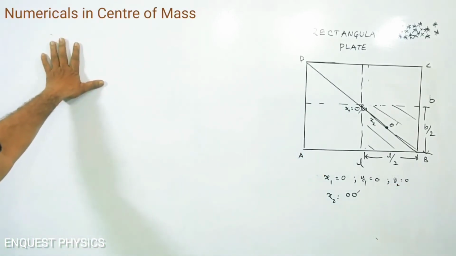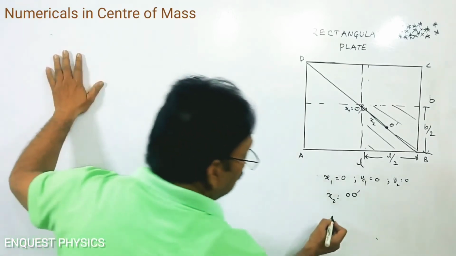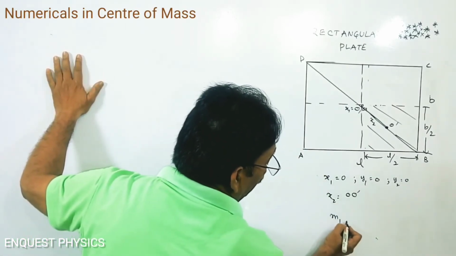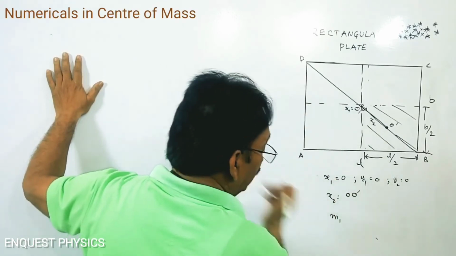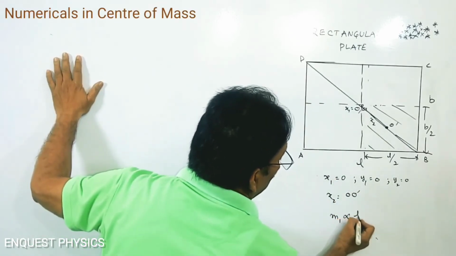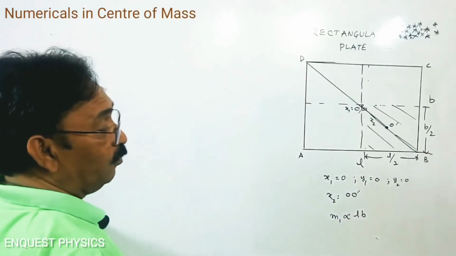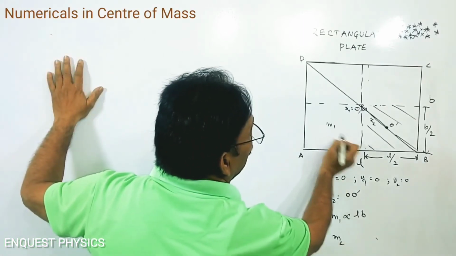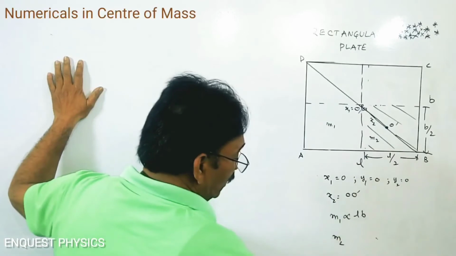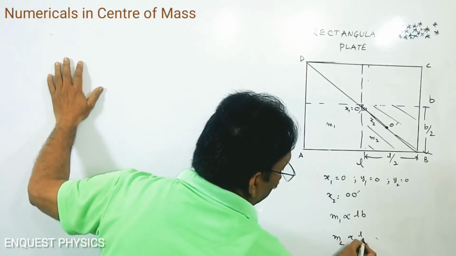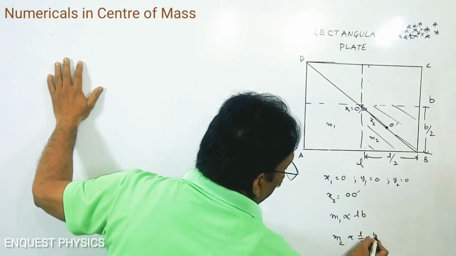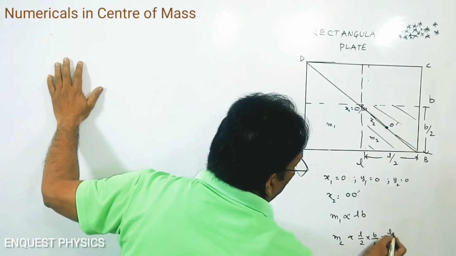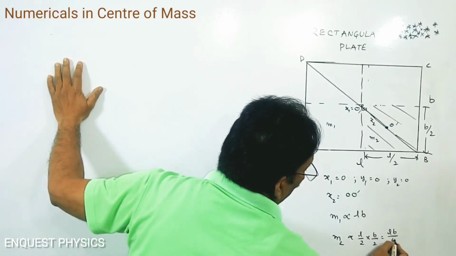Then we have to write the mass. Know that mass is directly proportional to area. That's why m1 is proportional to LB. And m2 goes with the same ratio, L by 2 into B by 2, that is LB by 4.